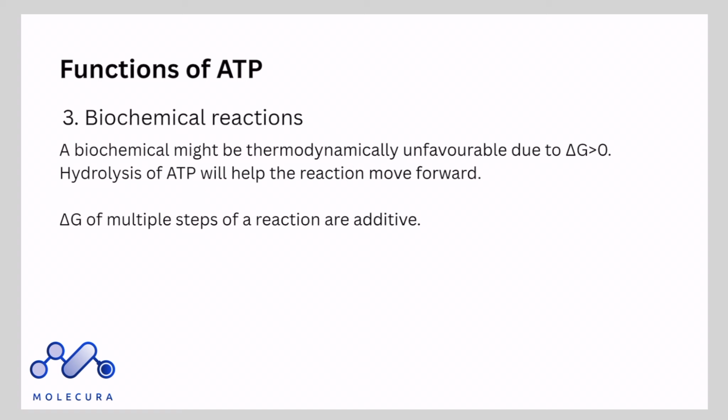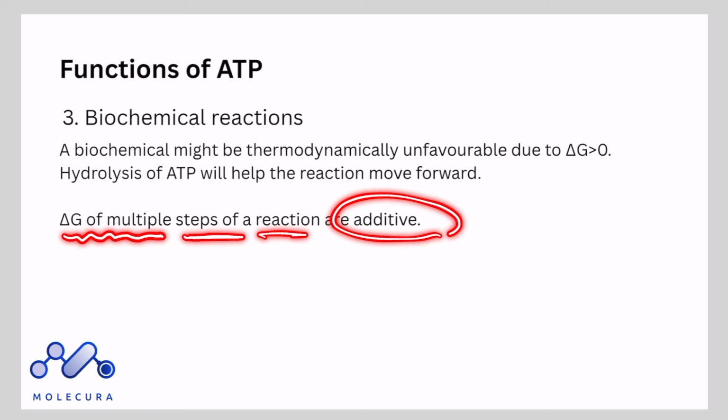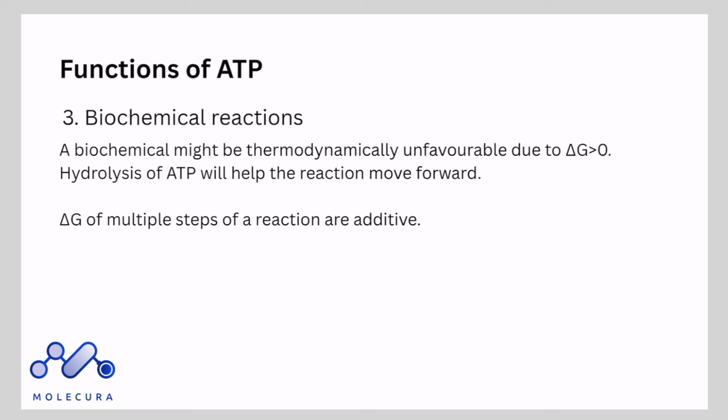The reason is that the delta G of multiple steps of a reaction are additive. It means that we can add the delta Gs together to make the reaction go forward. How this happens will be discussed in detail in the next slide. Now, what do we mean when we say they are additive?